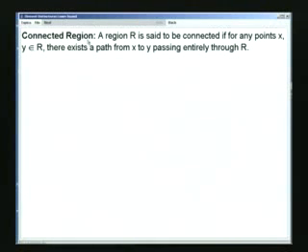A connected region in n-dimensional space is as follows. A region R is said to be connected if for any points x and y in R, there exists a path from x to y passing entirely through R. So we have any points x and y in R, and there exists a path from x to y which goes only through the points in R.